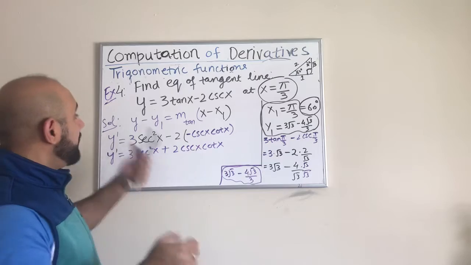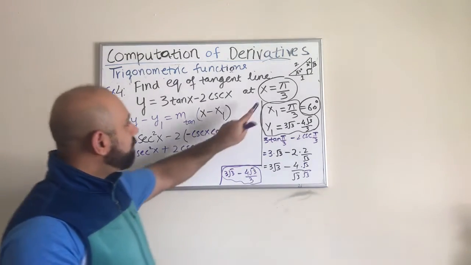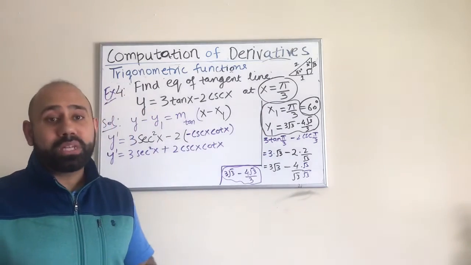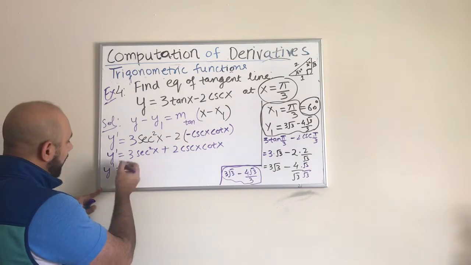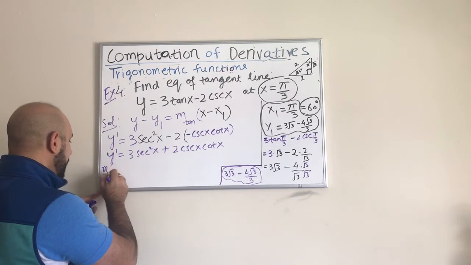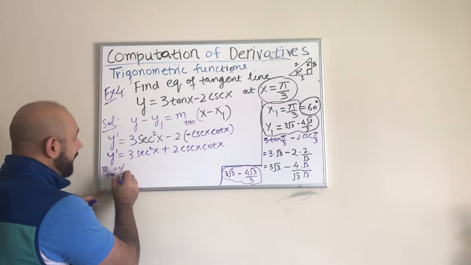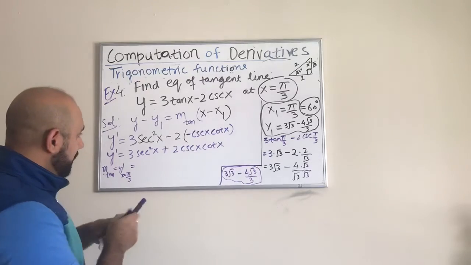But we want to find the slope, which is going to be a number. We have to evaluate this derivative at what point? x equal to pi over 3. That point is already provided to us. So let us go ahead and substitute that and see what we get for the slope. m, which is what we are evaluating now, is the slope, and that is y prime evaluated at x equal to pi over 3. So we have to substitute x equal to pi over 3.